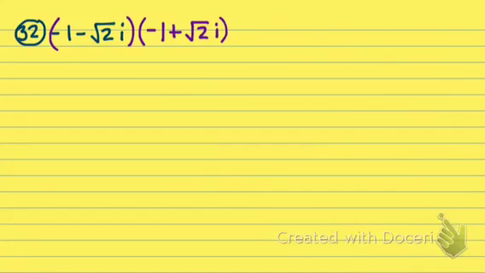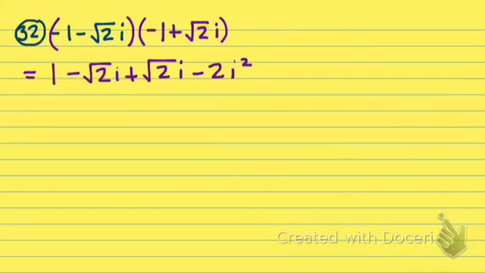Alright, so here we go again. We've set it up to where we, in essence, will be foiling. -1 times -1 is 1. -1 times the square root of 2i is minus the square root of 2i. And then the negative square root of 2i times -1 is plus the square root of 2i. Okay, me and my pen are not talking very well right now. That's what we get. And then minus the square root of 2i times plus the square root of 2i is minus 2i squared.